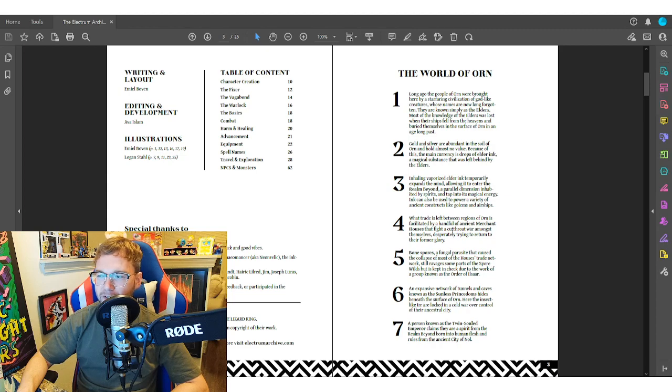Now, number 4 says, what trade is left between the regions of Orin is facilitated by a handful of ancient merchant houses that fight a cutthroat war amongst themselves, desperately trying to return them to their former glory. So we got some, if you guys have played Morrowind, which if you haven't played Morrowind, go right now.